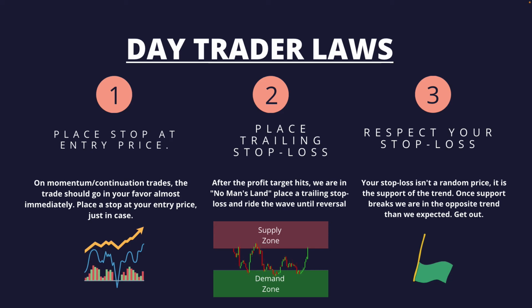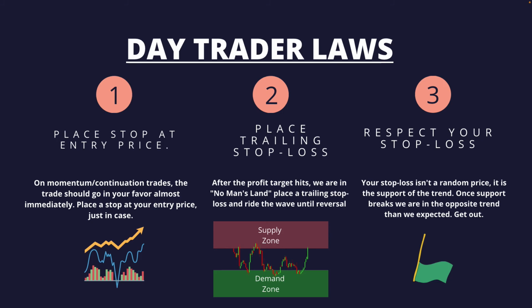The second one is place a trailing stop loss. After the profit target is hit, we're in no man's land, meaning there's no other target. We don't know when it's going to reverse. We have nothing to help us out. So place a trailing stop loss. Me personally, I normally do 5 to 7%, and I let it ride out until it reverses. I do 5 to 7%, but I'm a scalper. If it goes back 5 to 7%, that normally entails a reversal, because that's a steep pullback that'll possibly turn into a reversal.